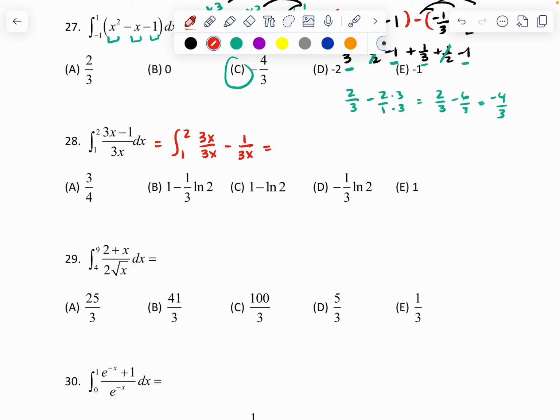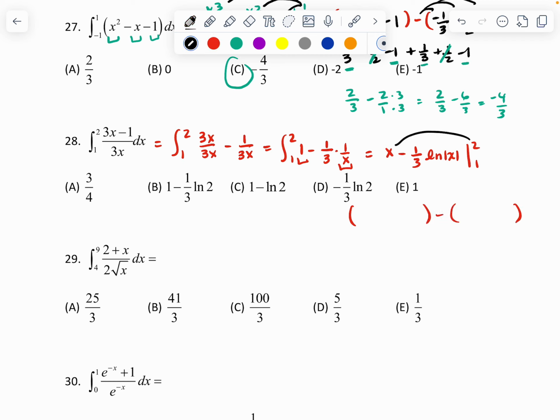Okay, then simplifying that, 3x over 3x is 1 minus, and I'm going to rewrite the 1 over 3x as 1/3 times 1 over x, so I can see that 1 over x all by itself. So the integral of 1 is just x minus, and then I have a 1/3. The integral of 1 over x is the ln of absolute value of x, and I'm evaluating from 1 to 2. Okay, again, draw your little template, top minus bottom, and let's go ahead and plug these in.